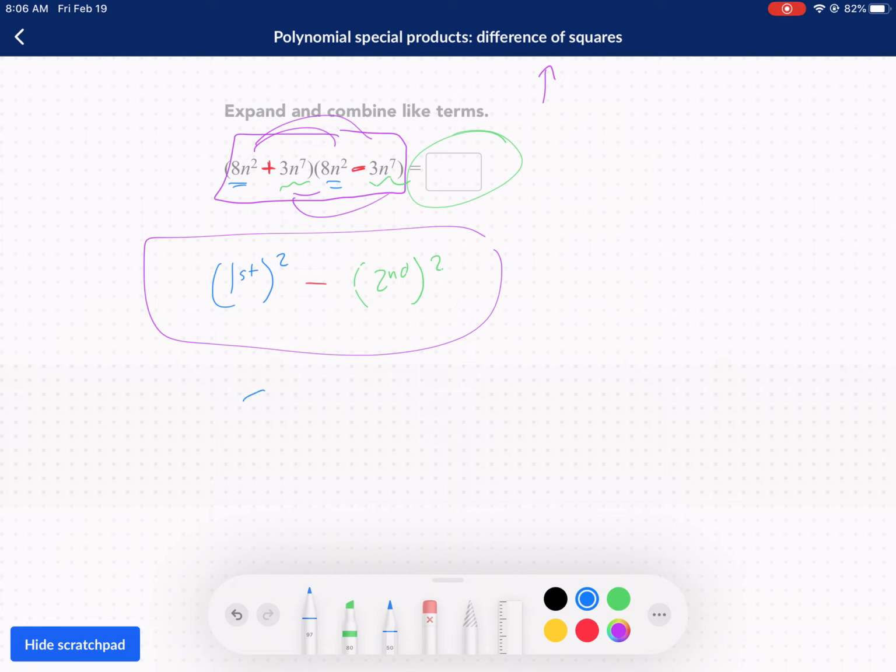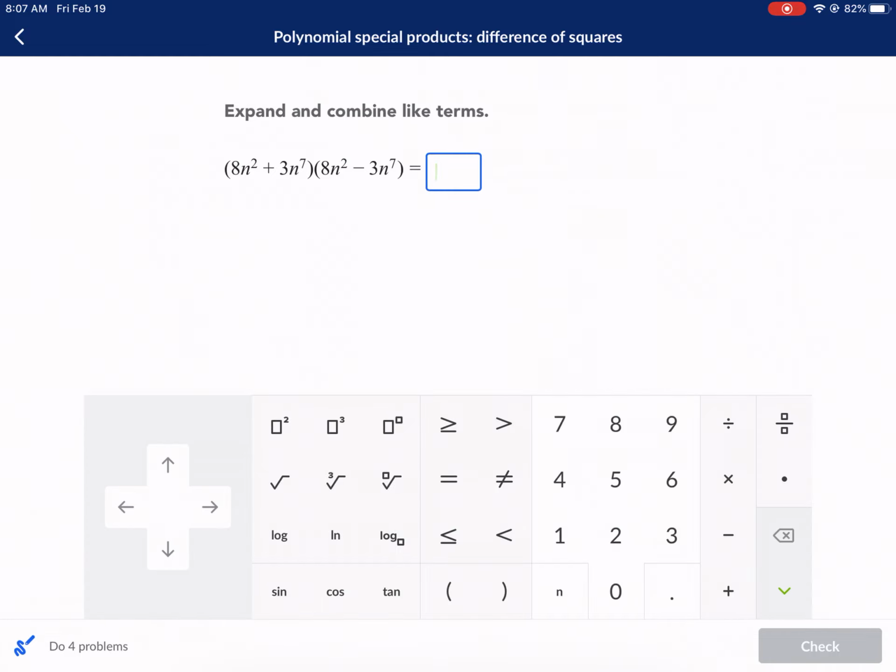So let's go ahead and show that we're going to do 8n squared minus 3n to the 7th, squared. So good exponent practice here. We're going to get 64n to the 4th. Multiply exponents when you do power to a power. Then we get minus 9, 3 squared, and then n to the 14th, 7 times 2, because power to a power.